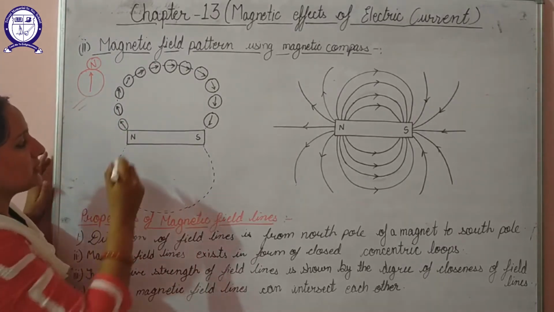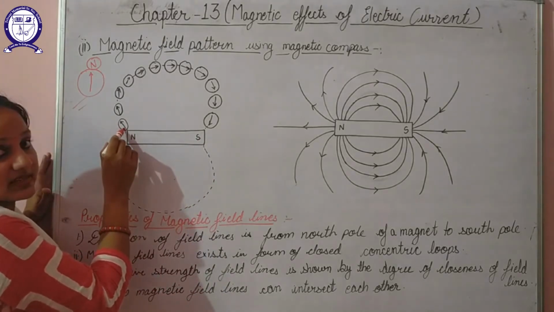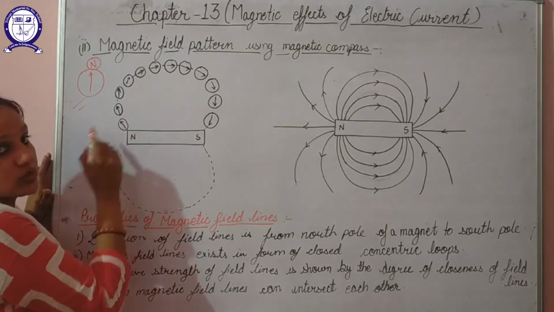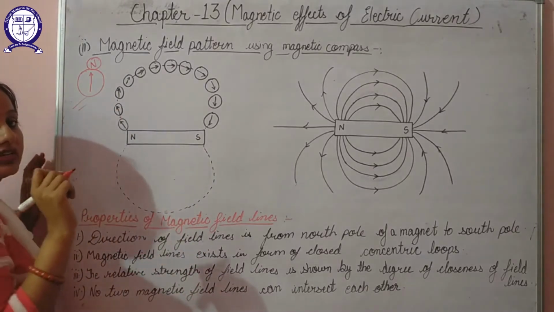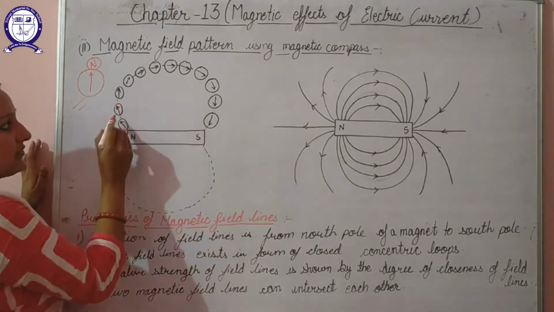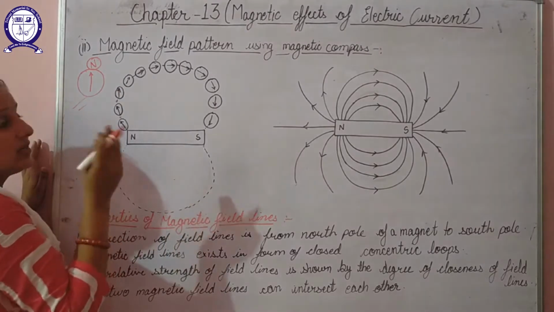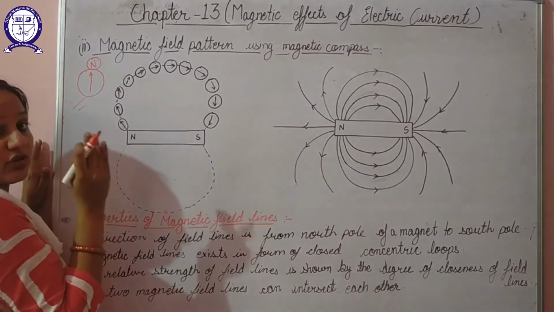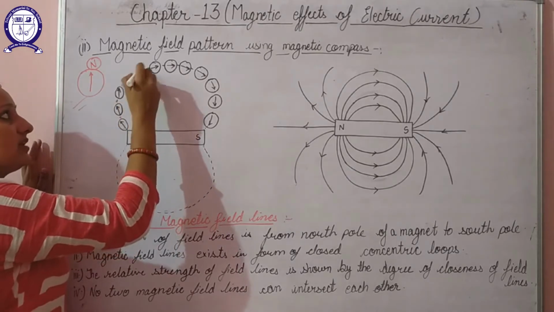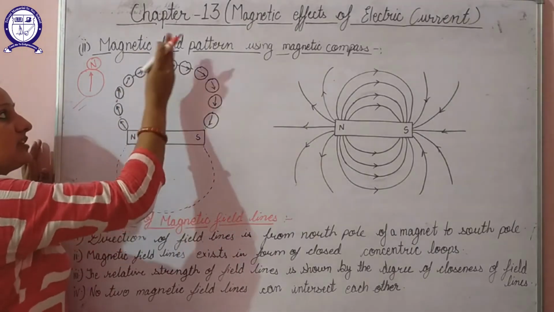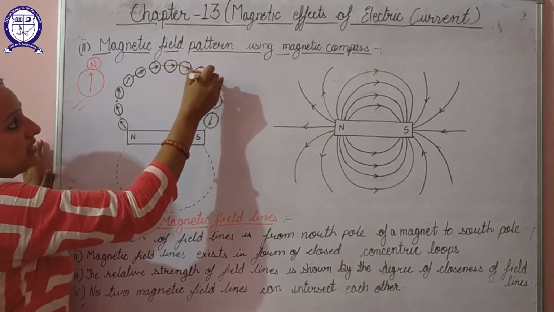So how to draw it? Suppose this is a bar magnet. If we place a magnetic compass at this end, the needle will point towards this direction. So we will denote it with a point. Then next, if we place the magnetic compass at that point, again we will note down the position of the pointer of the magnetic compass. In this manner, we will keep on shifting the position of the magnetic compass and note down the position of the needle.